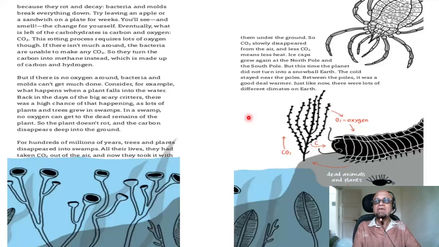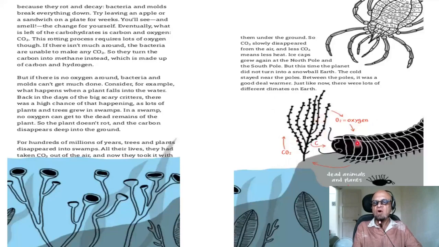Ice caps grew again at the North Pole and the South Pole, but this time the planet did not turn into a snowball Earth. The cold stayed near the poles. Between the poles it was a good deal warmer; the climate, ocean, atmosphere, land, everything remained warmer. Just like now, there were lots of different climates on Earth. You had freezing poles, and then temperate, boreal, subtropical, and tropical climates and so on.